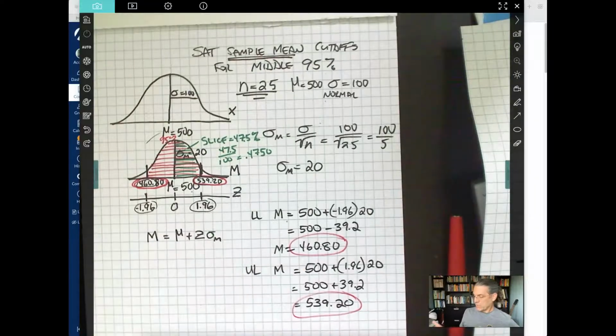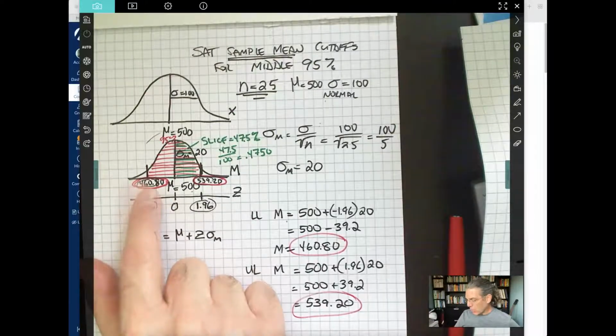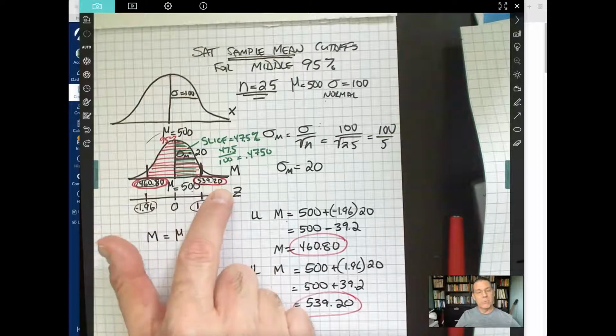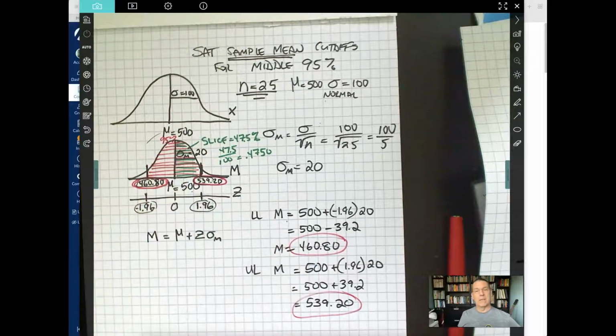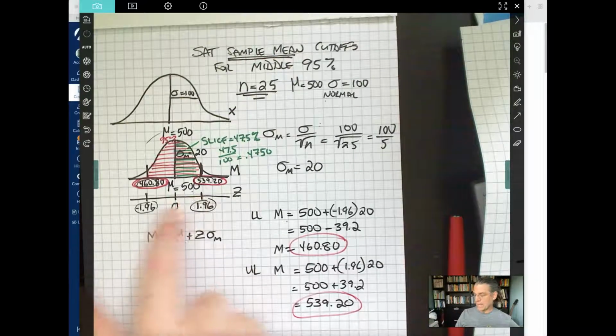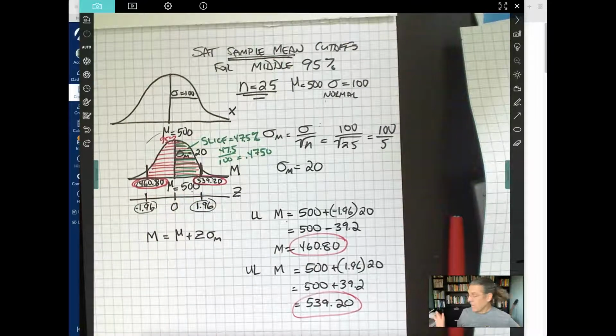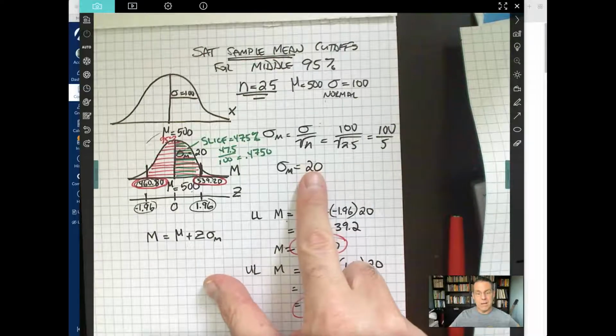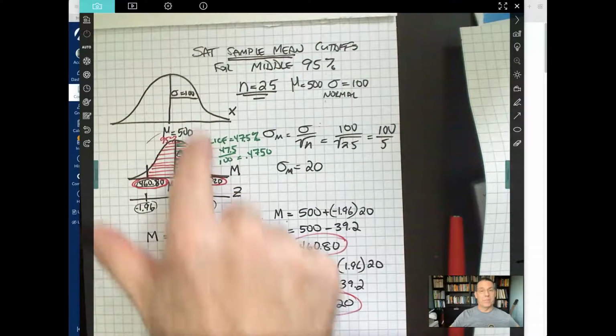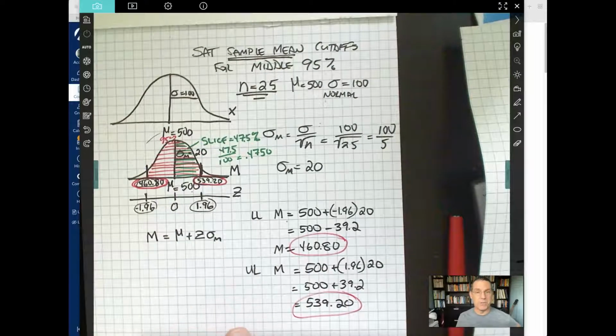So what does this tell you? It tells you that if I took a group of 25 people, gave them a subtest on the SAT, took their scores and averaged them, that group's sample mean should be between 460.8 and 539.2 about 95% of the time. There's basically a 5% chance that it is outside of this range. So that's the main thing we do in chapter 7: apply our calculation of standard error and apply the central limit theorem. That's how it really differs from chapter 6.